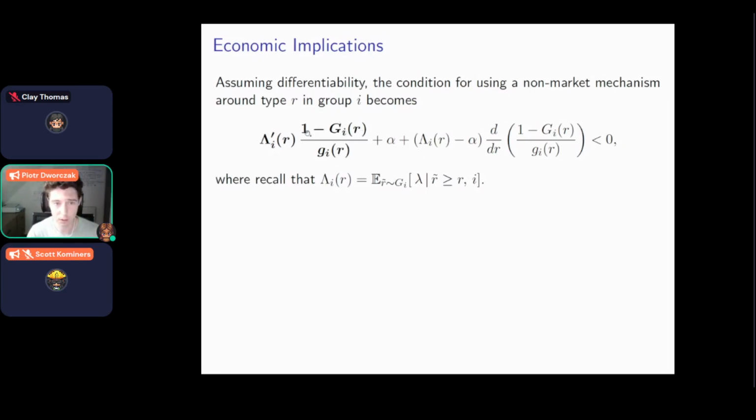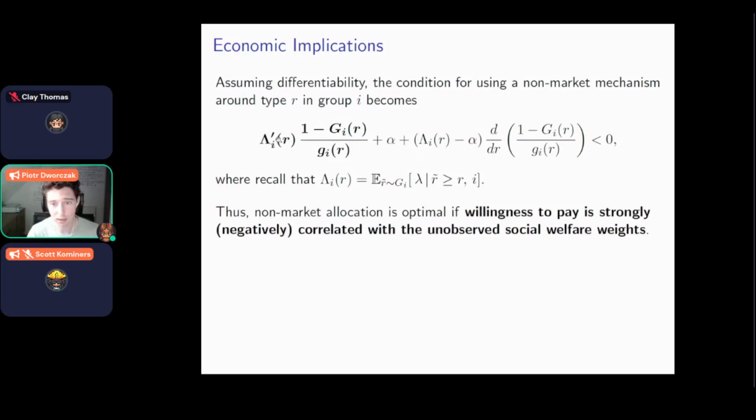This is the inverse hazard rate. This is always non-negative, right? In fact, it's positive for most of R. So if this term is sufficiently strongly negative, then we're going to have that the whole expression is negative, and we will want to use some non-market mechanism. And basically, this term being strongly negative is precisely the idea that there is strong negative correlation between willingness to pay and these unobserved social welfare weights. This is saying that this expected welfare weight is going down sufficiently fast with the willingness to pay.